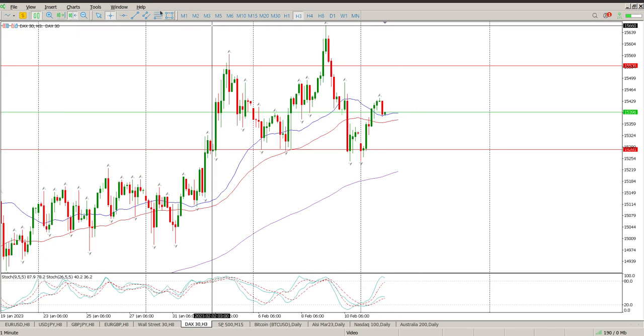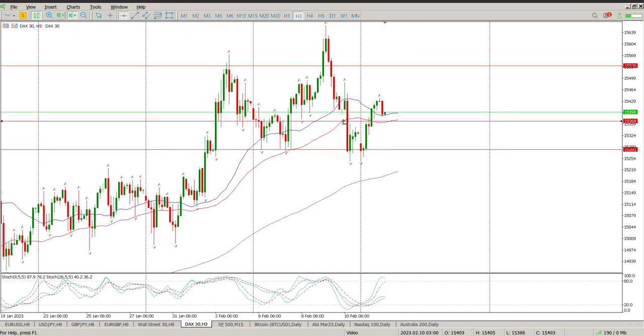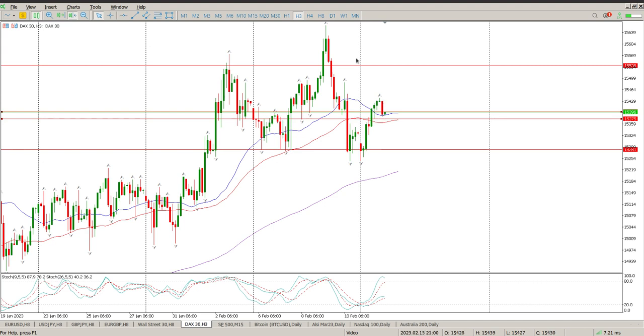What we do have, though, is a break of what should have been resistance, and we do have that as a break to the upside. That's the zone that we have broken through, and we've come back to test it.